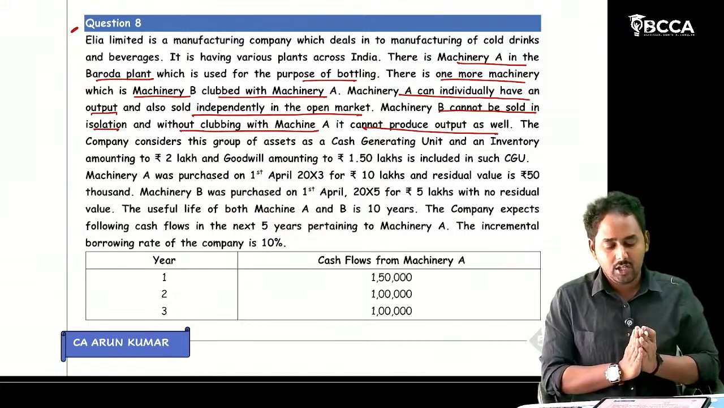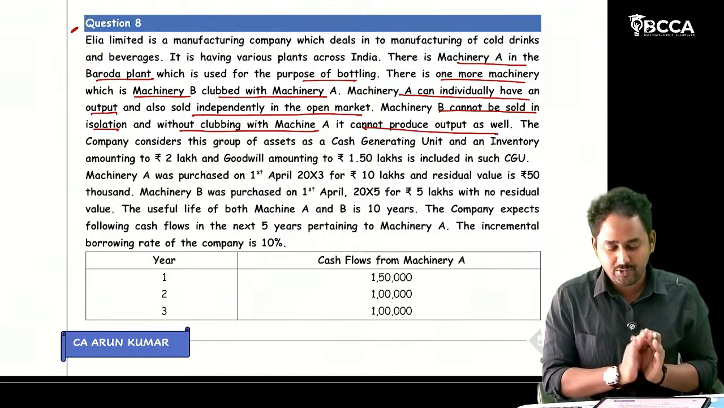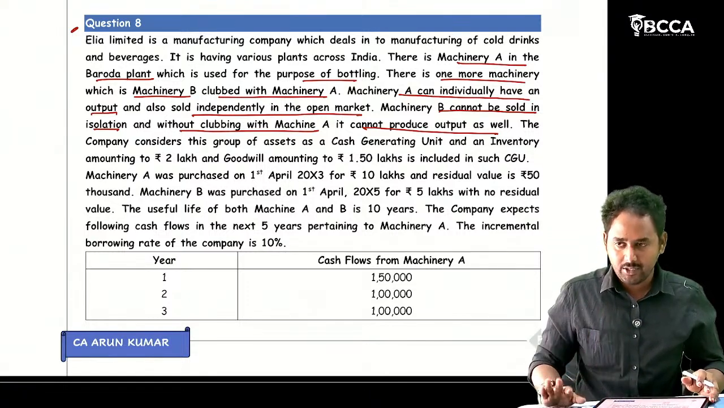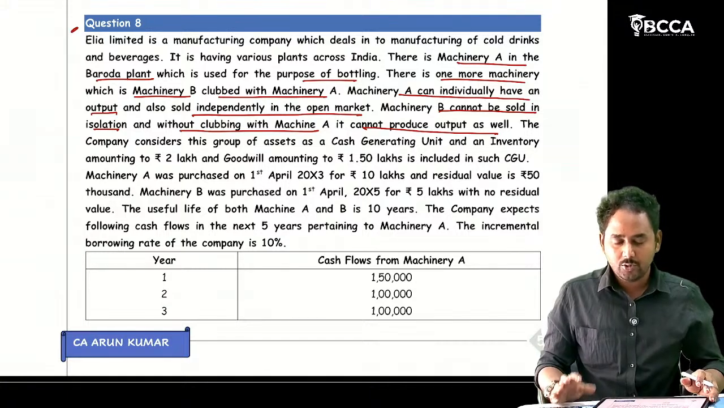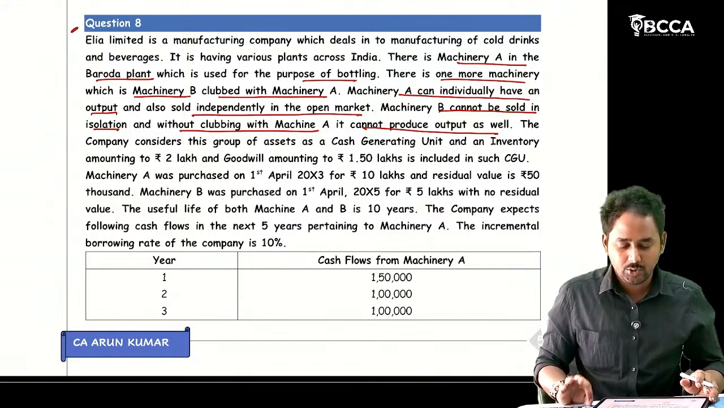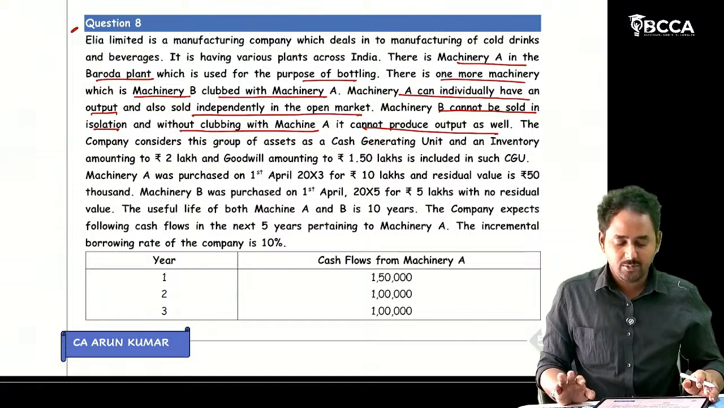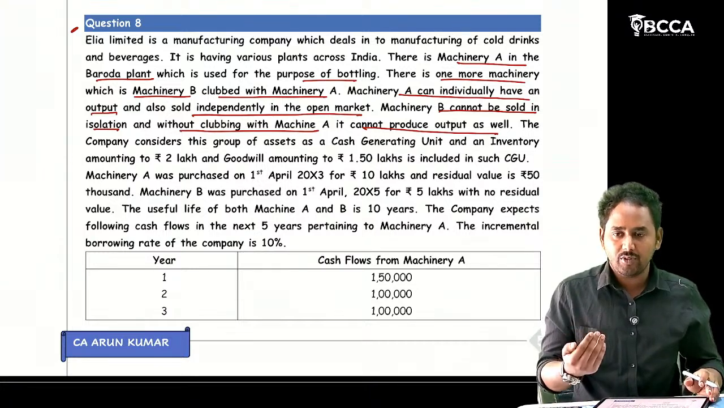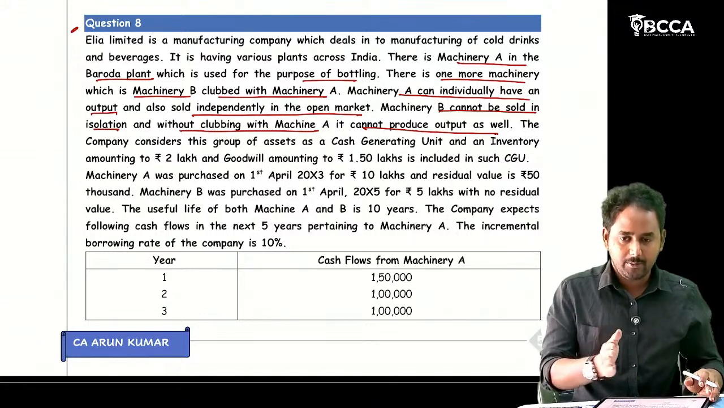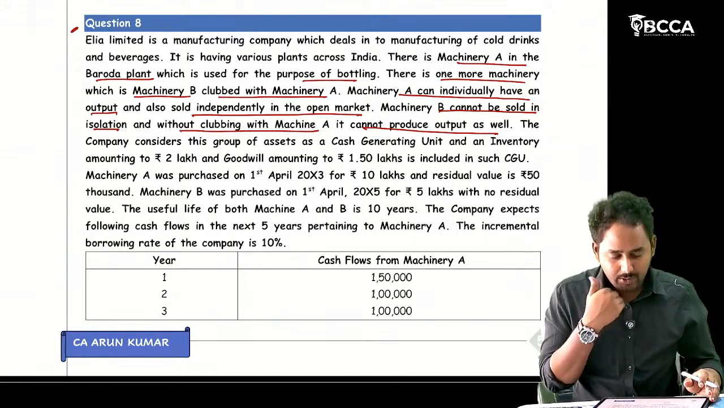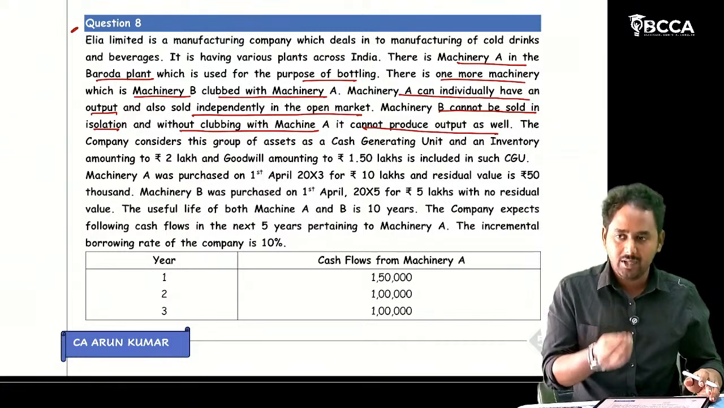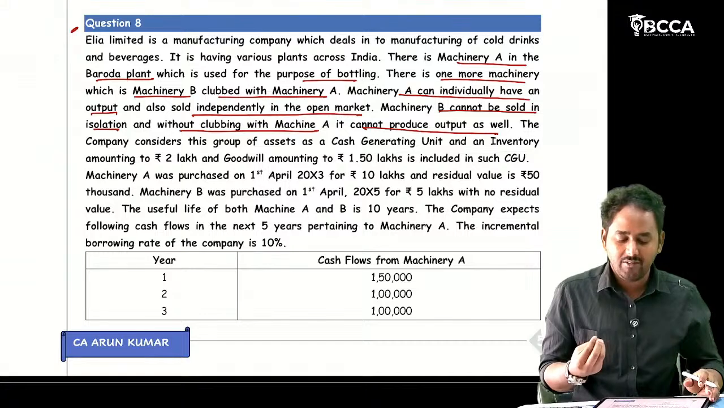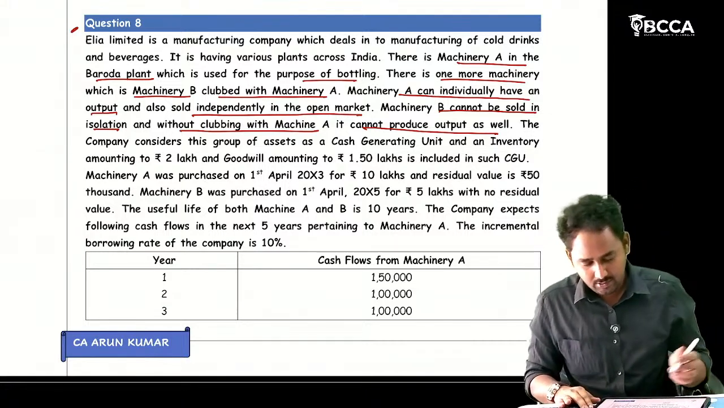Here we are able to find out the value in use for machinery A. I am unable to find out the value in use for machinery B. In that case, I should create one CGU. In that CGU, machinery A and machinery B are there. For machinery A individually I can find out the impairment loss, but for the purpose of providing the impairment loss for machinery B, I have created a CGU, and in this CGU I have included machinery A and machinery B.